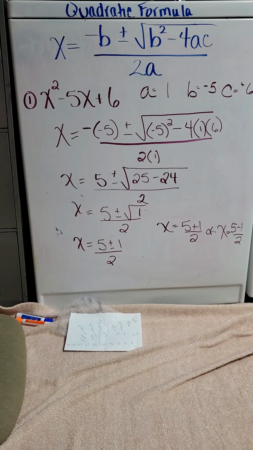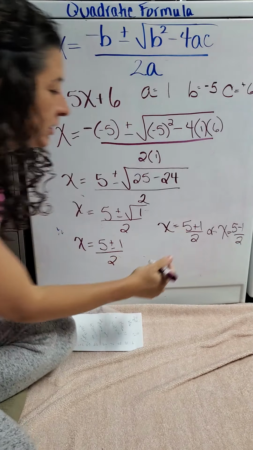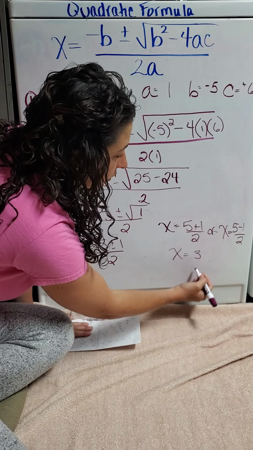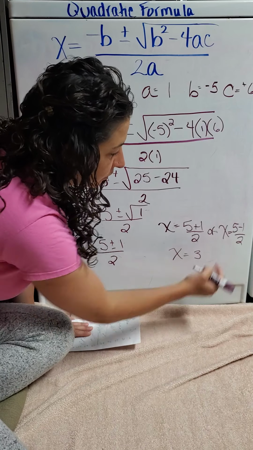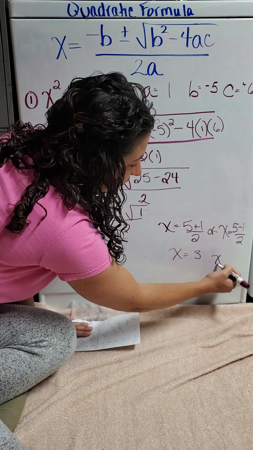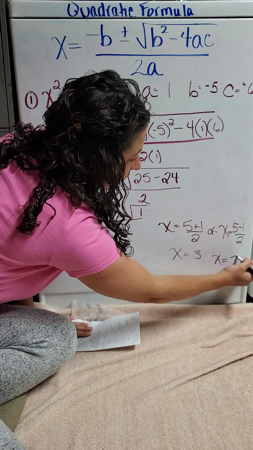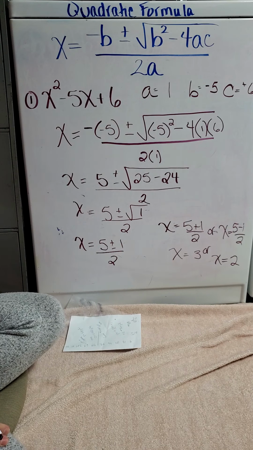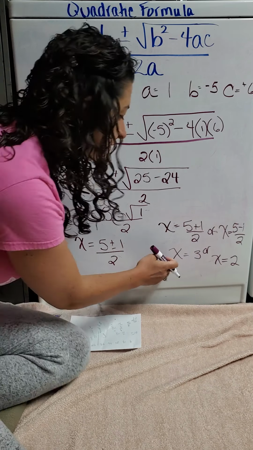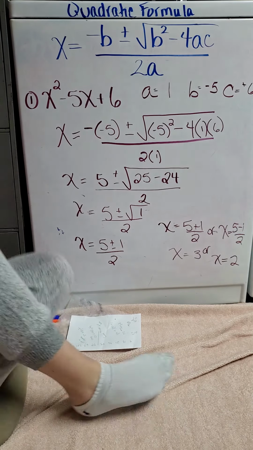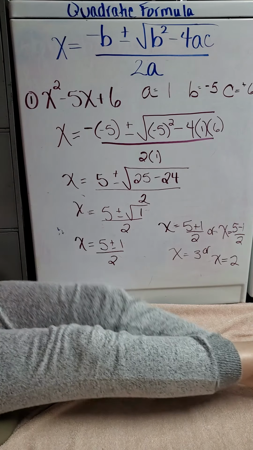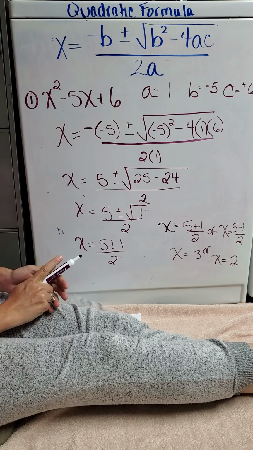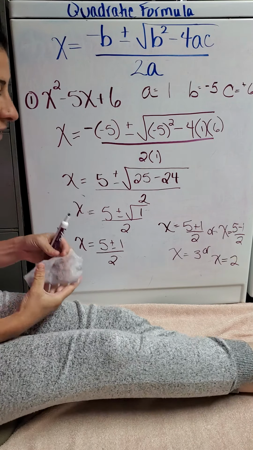Okay, and if you work that out, 5 plus 1 is 6 over 2, so this one would become x equals 3. And 5 minus 1 would be 4 divided by 2, so it's going to be x equals 2. Okay, so x equals 3 or x equals 2. That means that this quadratic or parabola crosses the x-axis at 3 and at 2. Okay, so that's an easy one.